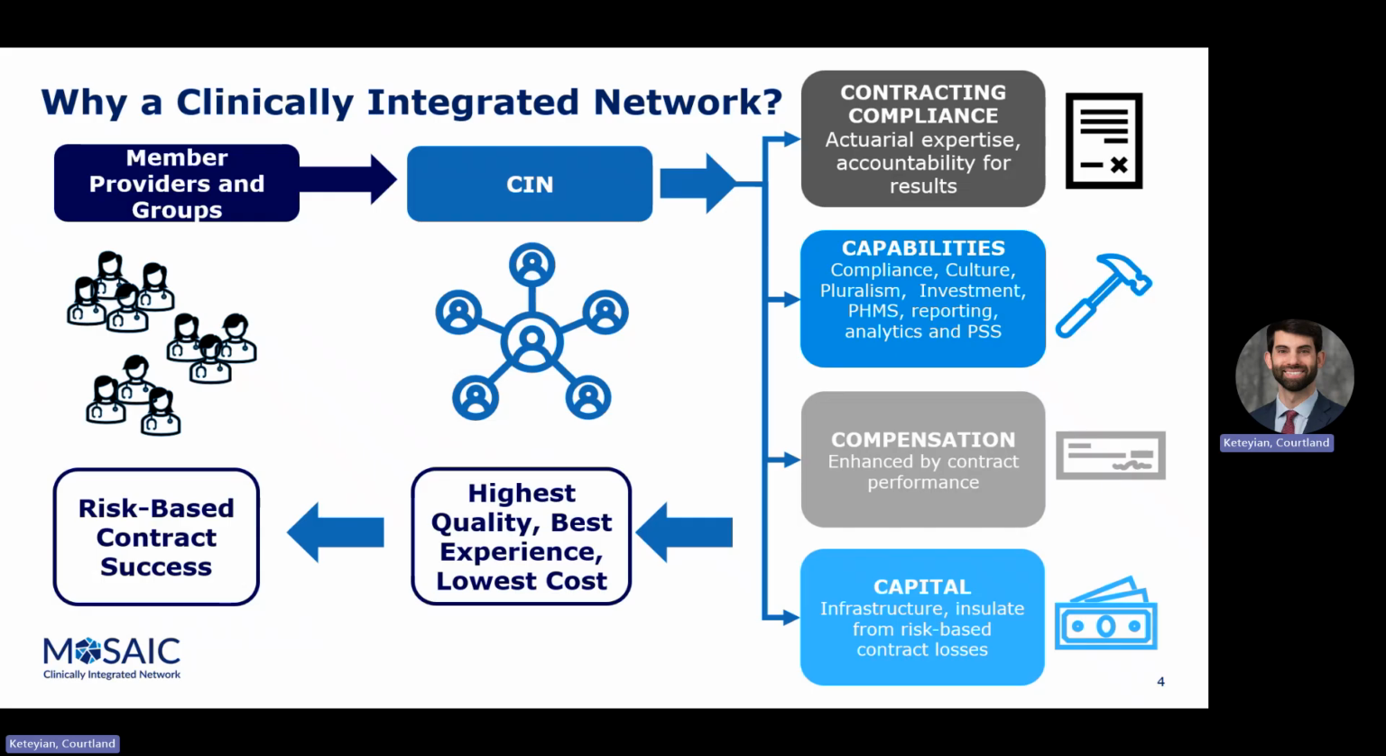Ultimately, we want to be able to deliver the best quality and outcomes, so that's achieving that quintuple aim objective. And if we do that, then we'll be very successful in a value-based care environment.